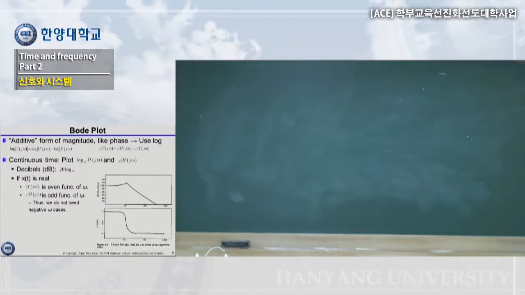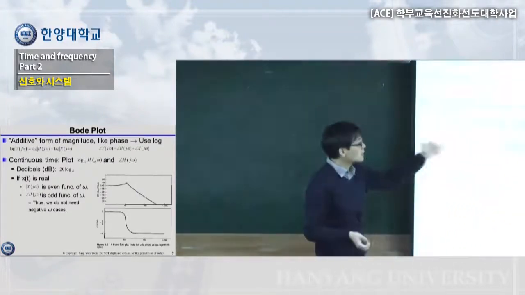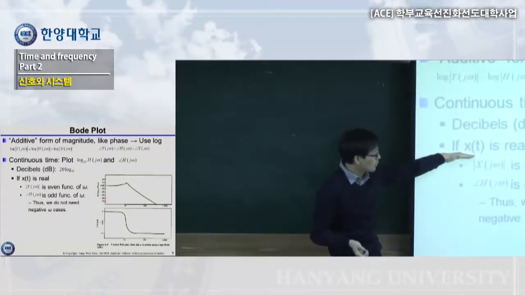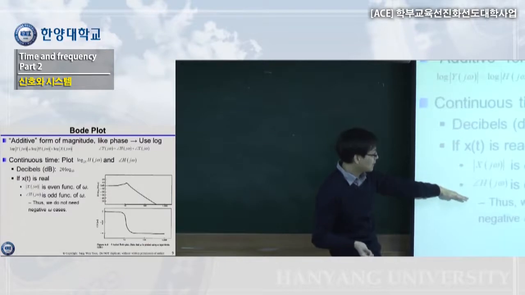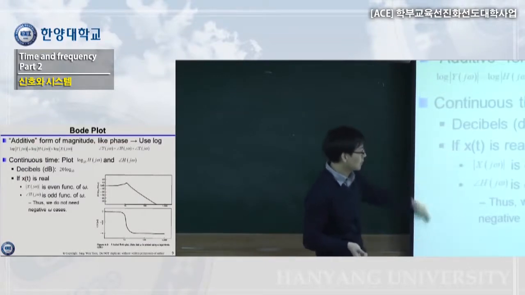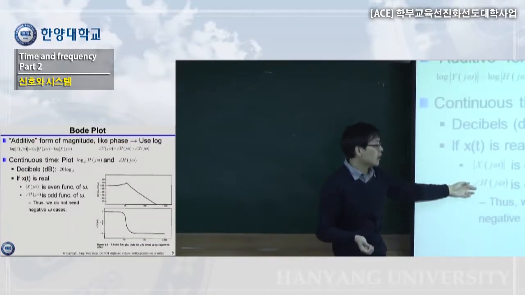Now I'm talking about the reason we are using Bode plot, because we can represent the complex signal using the phase and amplitude. That's what we're talking about. This is a very special case, because if x(t) is real, this one, amplitude, is an even function of w, and this one is an odd function of w. If this is real, then this is an odd function of w.